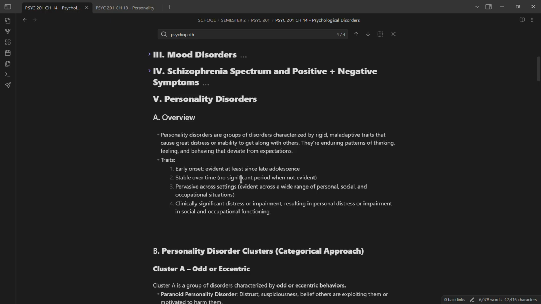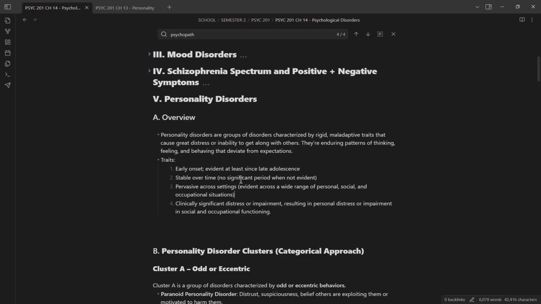Some of the traits for this, right, they can be early onset, showing some evidence of their existence, at least in late adolescence. They can become stabilized over time, right, where there's no significant period where these things are not evident, but not a lot of significant periods where they spike. They can be pervasive across a bunch of different settings, right? Different personal, social, and occupational situations. You can see these personality disorders, and they are clinically significant amounts of distress or impairment that result in personal distress or impairment in social and occupational functioning, right?